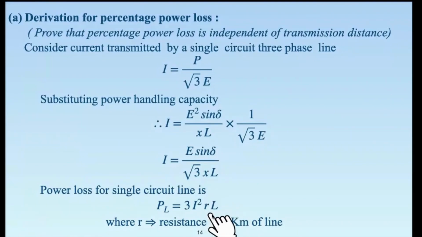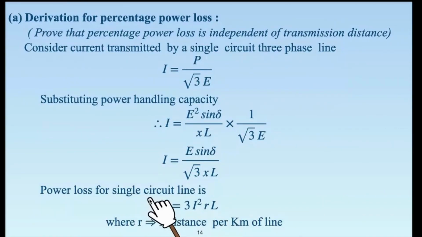So the total resistance of the line will be R times L, ohms per kilometer multiplied by so many kilometers. So I square times capital R will be I square RL. This is for a single line, maybe R phase, one line. R is ohms per kilometer and L is the total length of the line in kilometers. So how much loss will take place on one line? It is I square RL.